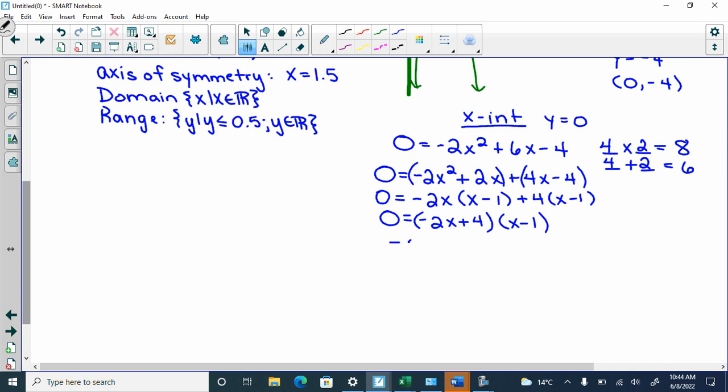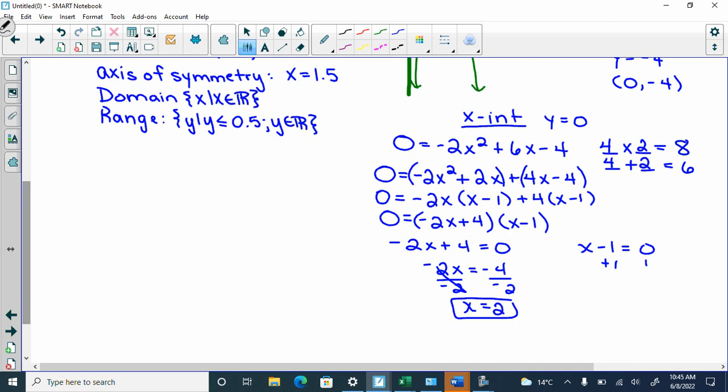So we go -2x plus 4 equals 0, x minus 1 equals 0. -2x equals -4. Divide by -2, x equals 2. And then this one, add 1, x equals 1.